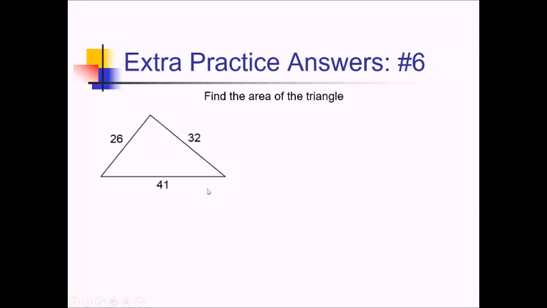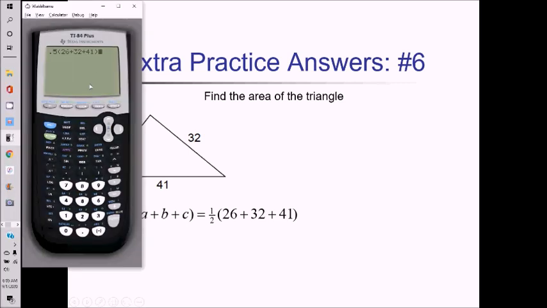For this problem, they've given us all three sides and they want the area, so we'll use Heron's formula. We'll start with our semi-perimeter S, which is 1/2 of A plus B plus C. So that's 1/2 of 26 plus 32 plus 41, which I'll do on the calculator. Plugging those in, we get an S value of 49.5.